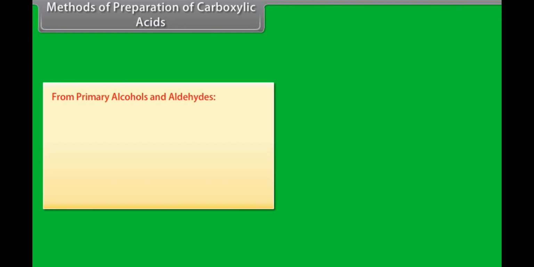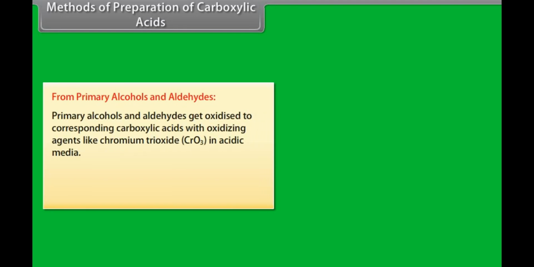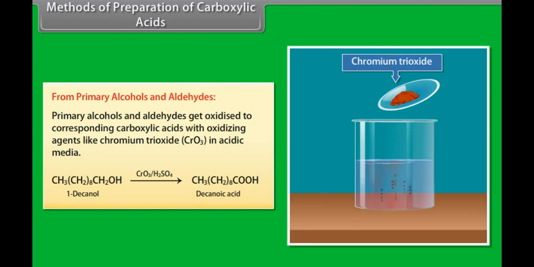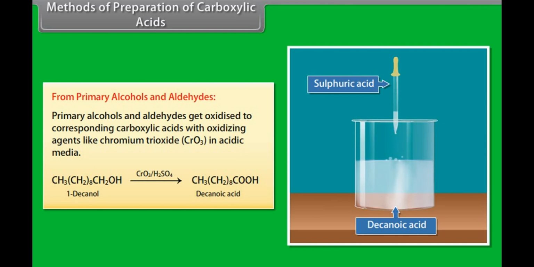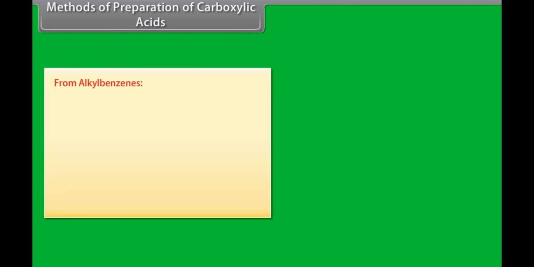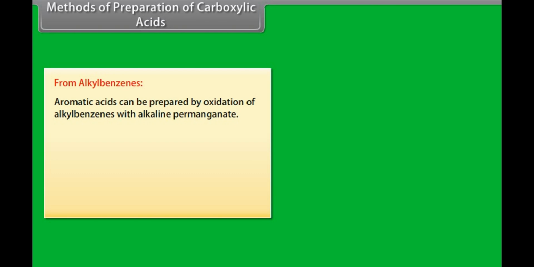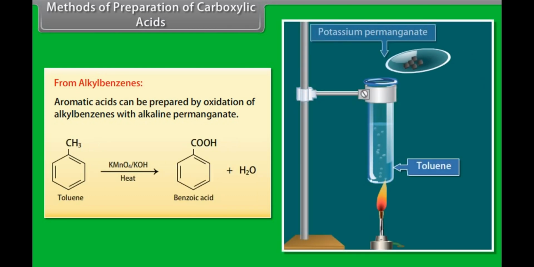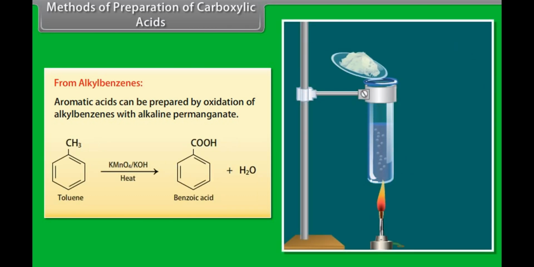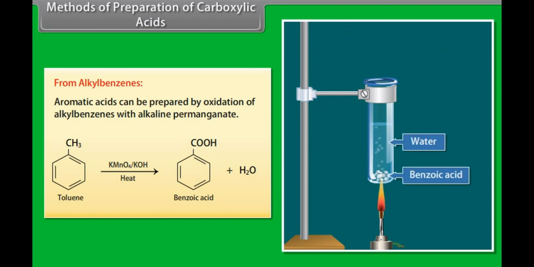Methods of preparation of carboxylic acids. From primary alcohols and aldehydes. Primary alcohols and aldehydes get oxidized to the corresponding carboxylic acids with oxidizing agents like chromium trioxide in acidic media. 1-Decanol reacts with chromium trioxide in acidic medium and forms decanoic acid. From alkyl benzenes. Aromatic acids can be prepared by oxidation of alkyl benzenes with alkaline permanganate. Toluene reacts with potassium permanganate in alkaline medium and forms benzoic acid with some water.